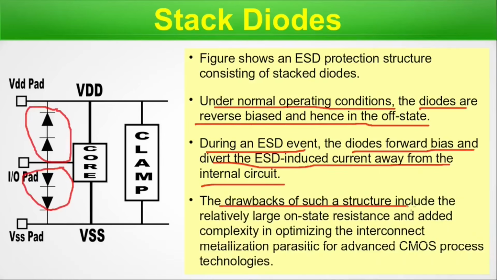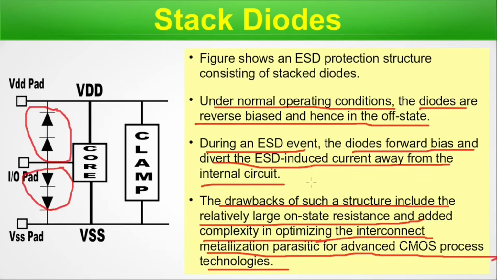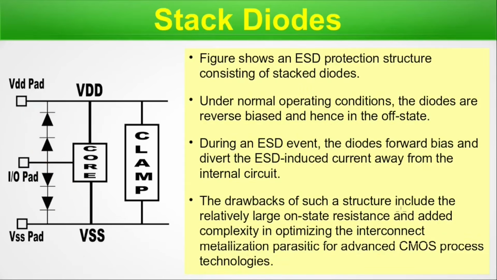The drawbacks of such a structure include the relatively large on-state resistance and added complexity in optimizing the interconnect metallization parasitics for advanced CMOS process technology. So this is the drawback we talked about in the fourth point. However, we can use a stacked diode instead of a single diode. In that case, the voltages will get added. So VI or VZ, whatever is there, it will get added and accordingly the voltage will change. So we can also use stacked diodes.